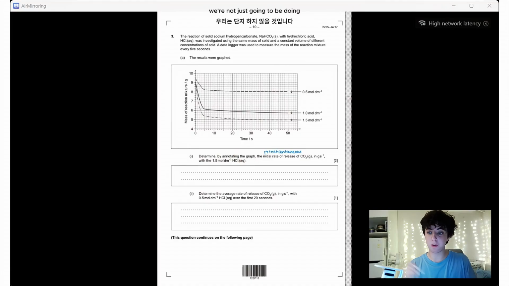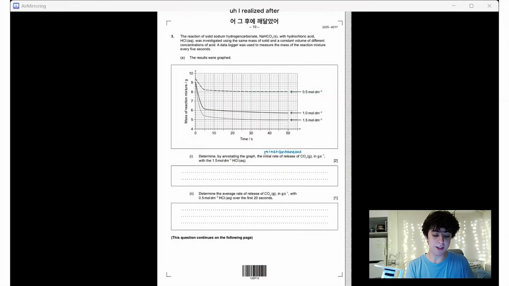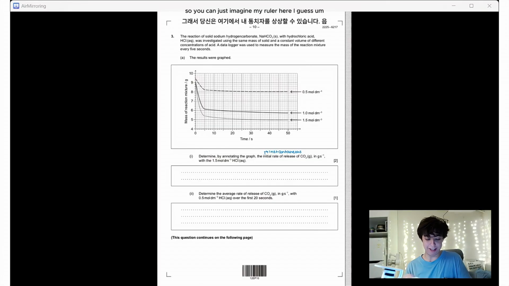The other thing that we should note is that it says by annotating the graph. So this should tell us that we're not just going to be doing change in concentration over change in time. We're not doing the average rate of reaction. Because we have to annotate the graph, that's a sign that we need to draw a tangent line. I realized after, I think it was the last video, that when I use a ruler on my GoodNotes, it doesn't show up in the screencast. So you can just imagine my ruler here, I guess.